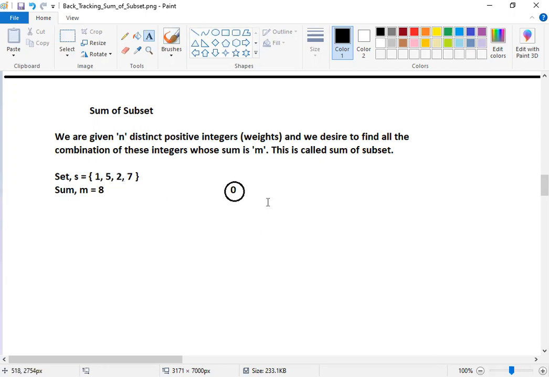Now it is 0. What I can do now, from 0, I can consider the first number, that is 1. I can consider it, or I need not consider it. If I consider it, then I will go along with the left child of the root node. If I don't consider it, then I will go along with the right child of a particular node. Right?